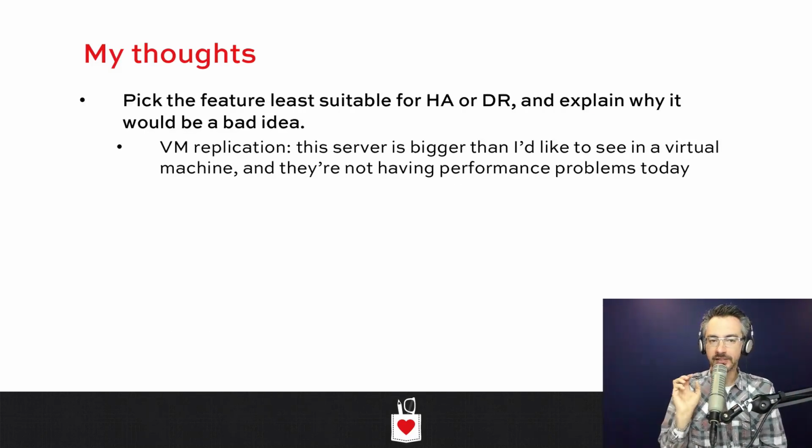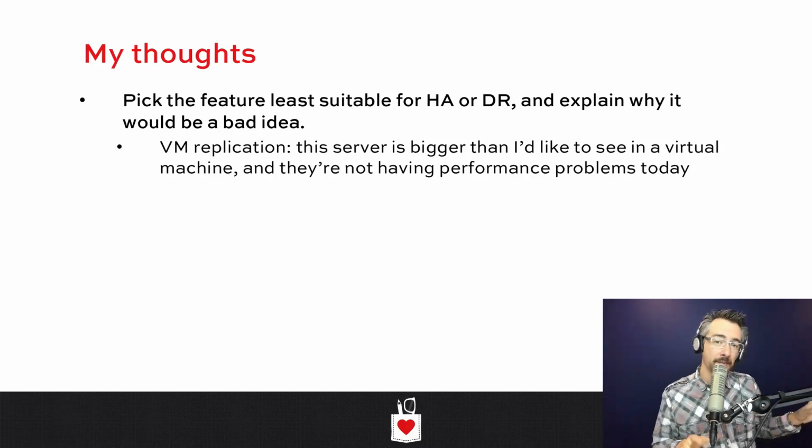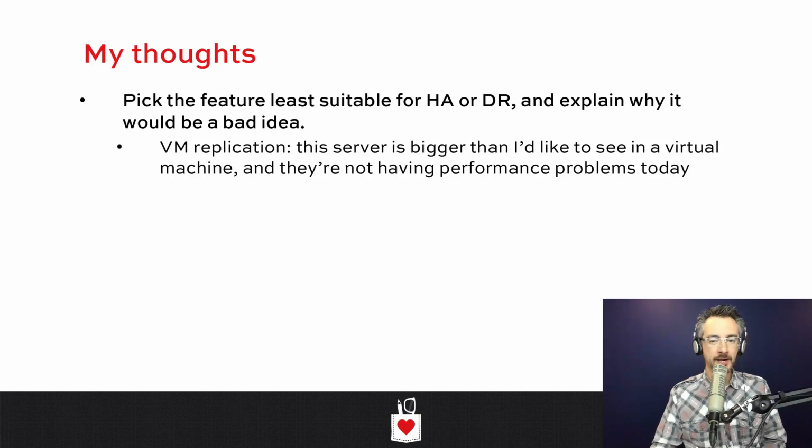For a feature that doesn't work, I picked VM replication because, while you can build a big 32-core VM, 768 gigs of RAM, they're happy with performance today on bare metal. I don't know that I would want to worry about introducing any performance issues. I'm not saying that this thing is too big to virtualize, but I only want to fix problems that they have. If they're not having a problem that would be fixed by virtualization replication, I probably wouldn't go there.